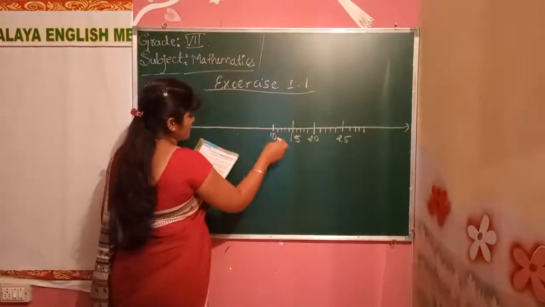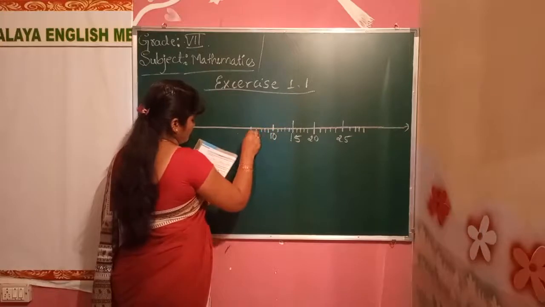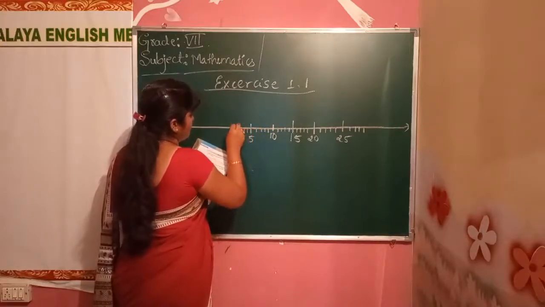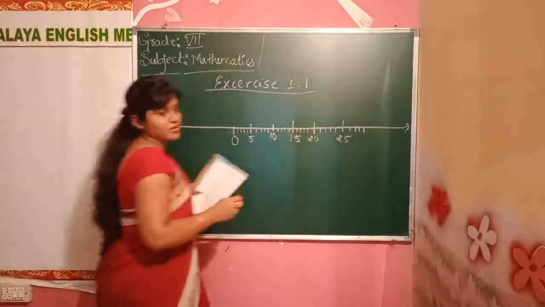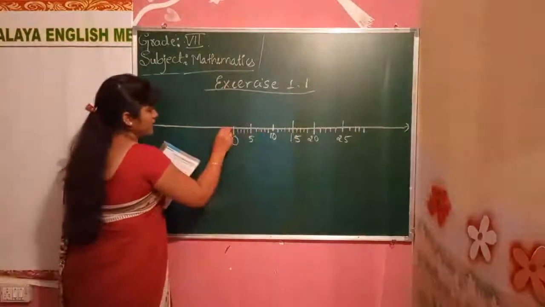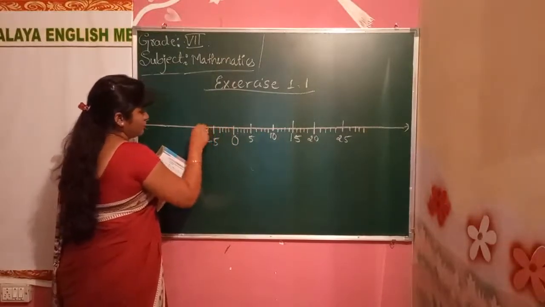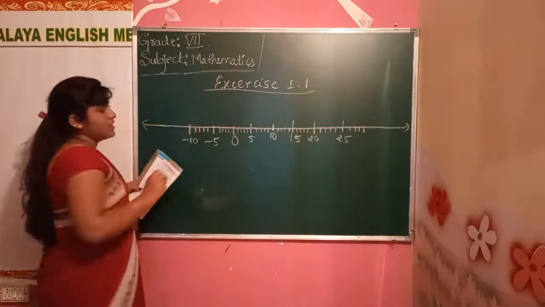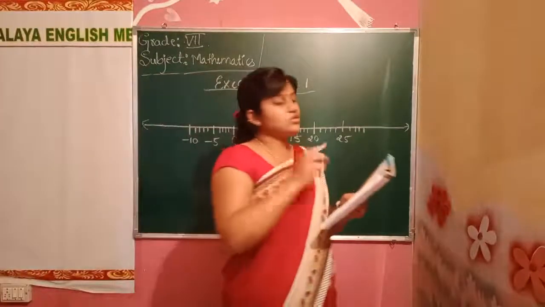Here on the back side, 1 2 3 4, 5, 1 2 3 4, 0. These all are positive numbers. Here we will come to the negative: -5, 1 2 3 4, -10. They have given the number line like this and allotted different places on the number line.